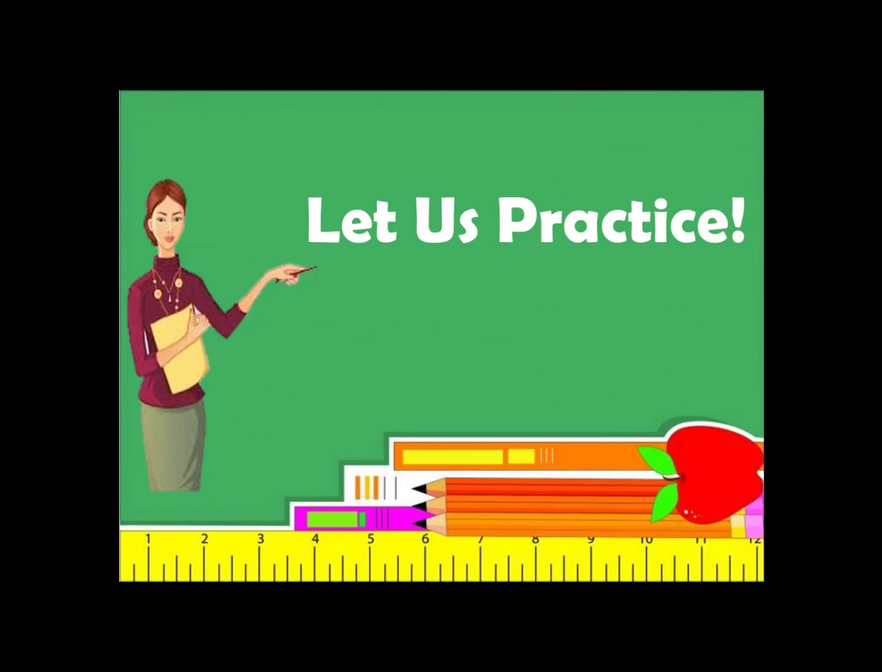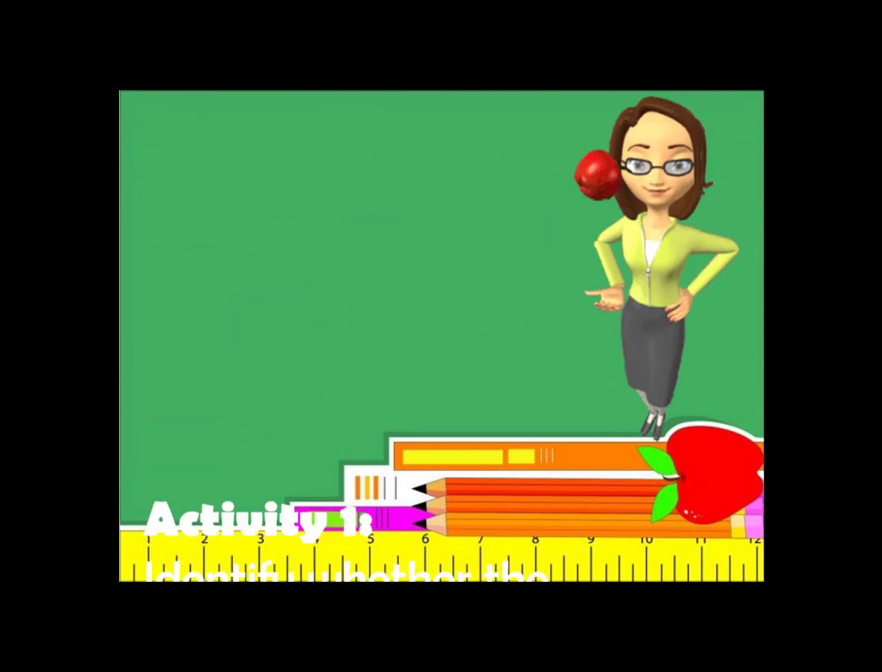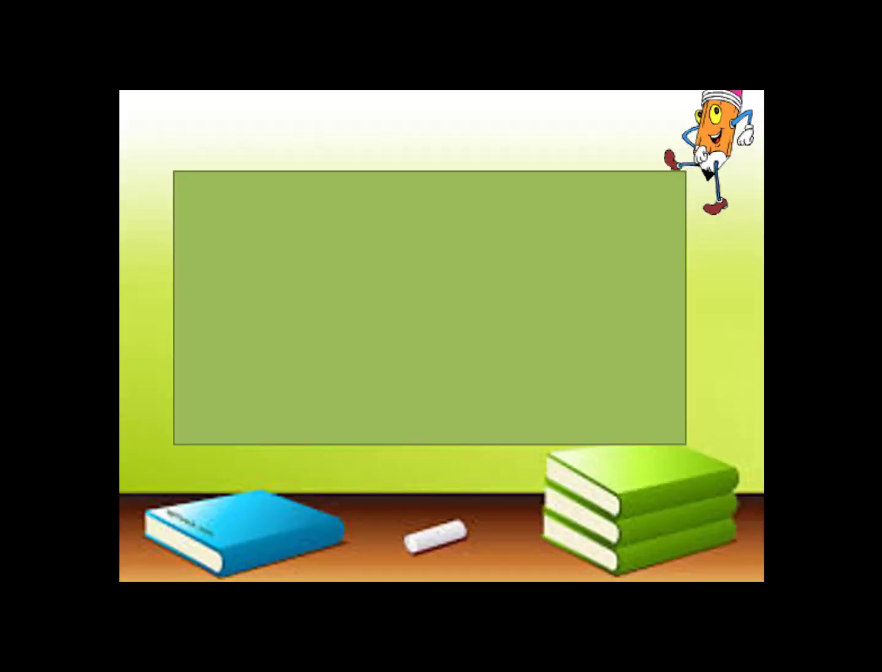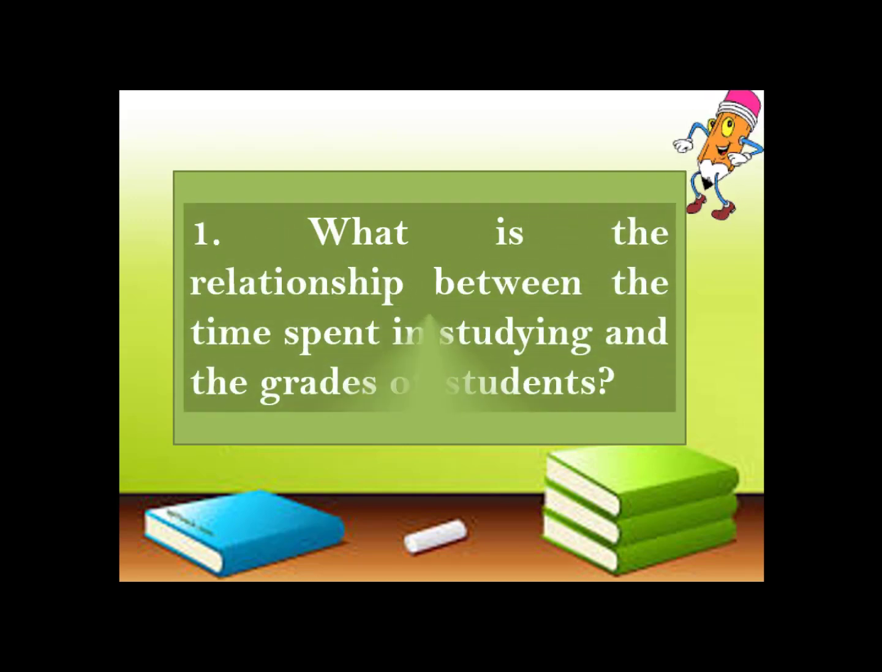Let us engage now in our first activity. For your first activity, you are to identify whether the following questions are descriptive, relation, or causal type of research questions. Let's begin with number 1. What is the relationship between the time spent in studying and the grades of students? This first question pertains to what type of research question?